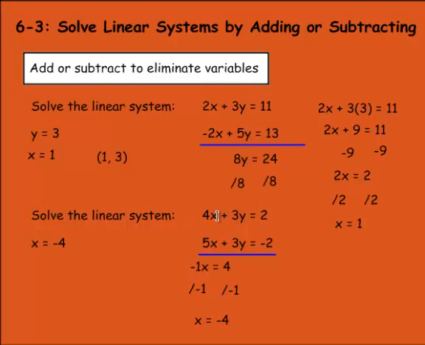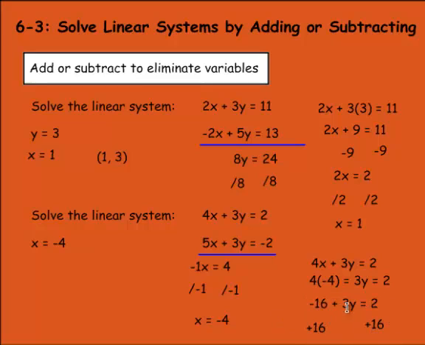Let's use this one right here. So we have 4x plus 3y equals 2. Plug in that negative 4 for x. So 4 times negative 4 plus 3y equals 2. 4 times negative 4 is negative 16 plus 3y equals 2. Add the 16's to both sides.